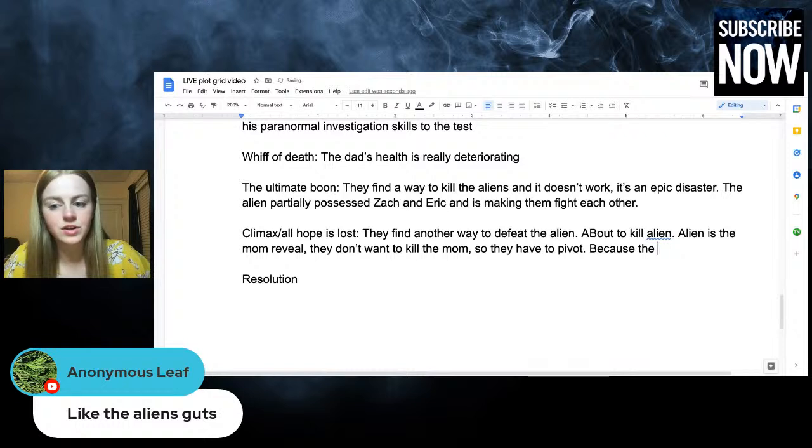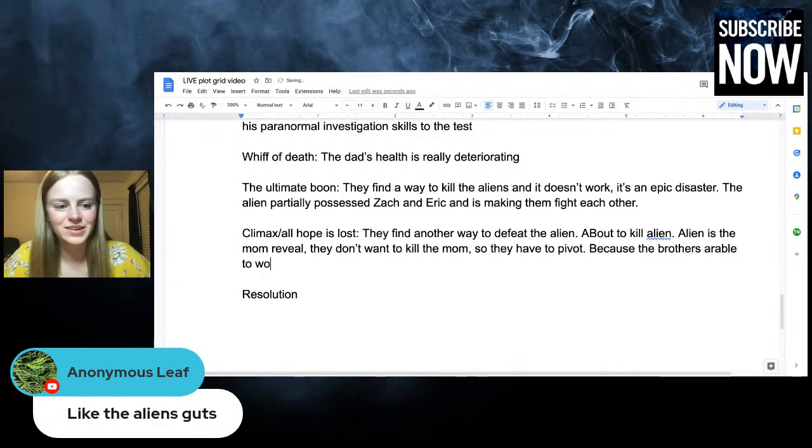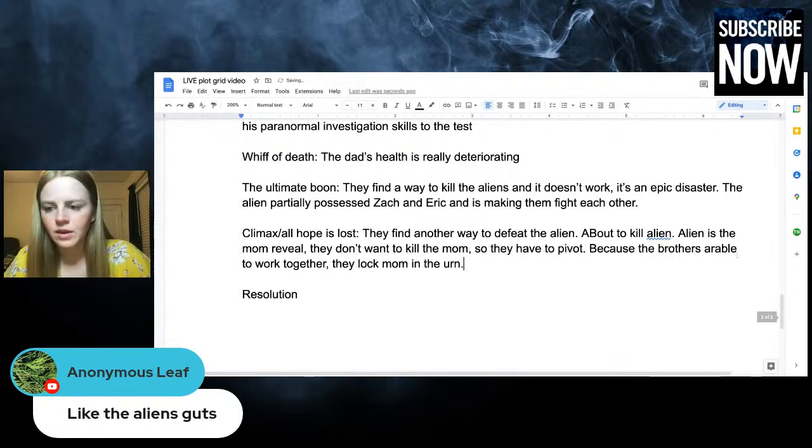Because the brothers are able to work together, this is super important. This is the entire point of the story. Because the brothers are able to work together, they lock mom in the urn.